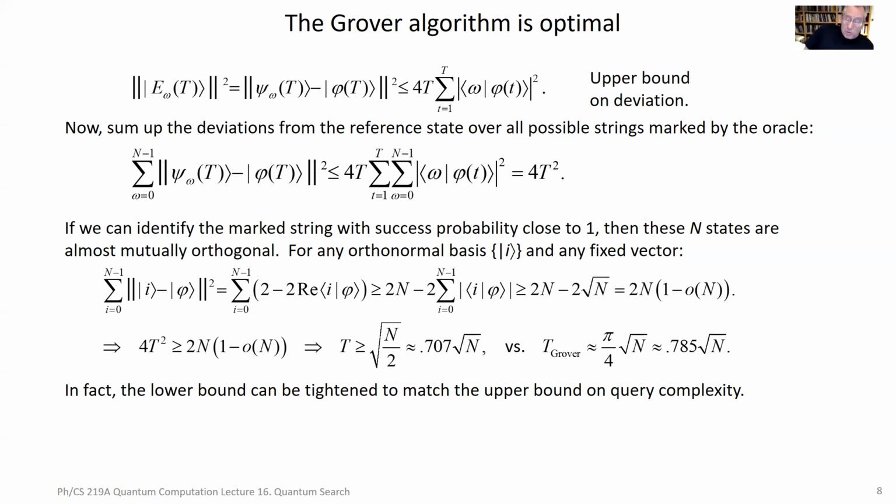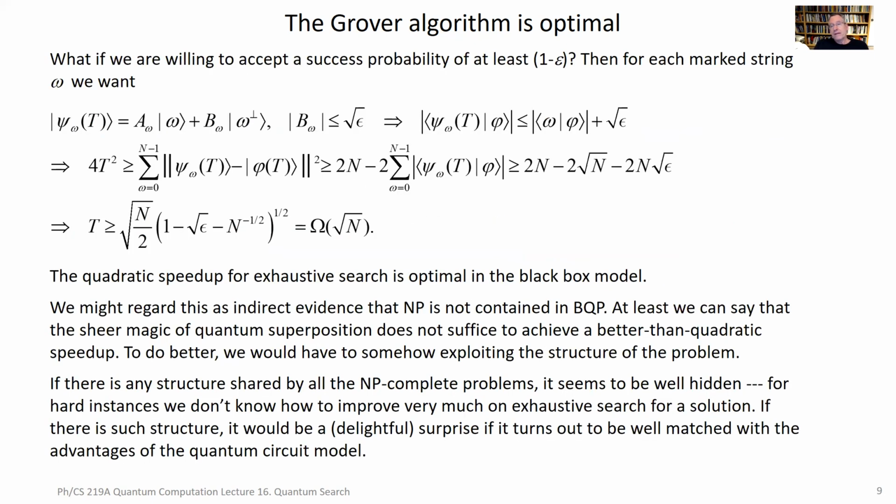Now, this is all in the case in which I demanded that we have a success probability which is essentially 1. Of course, we might be willing to settle for some success probability less than 1. What if for any choice of the marked string, we say it'll be okay if we identify it with a success probability of at least 1 minus epsilon? So we're allowed to fail with probability epsilon, but no worse than epsilon for any choice of the marked string.